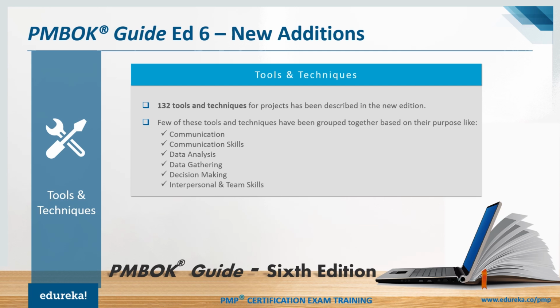What's done differently is that they have grouped some of these tools and techniques together under areas like communication, data analysis, or decision making, which is a logical grouping that definitely makes a lot of sense. When we refer to the PMBOK and study, it helps in relating these tools and techniques to the respective groups. Overall, there are 132 of them under these various groups. Some of these groups are mentioned on the slide as well.